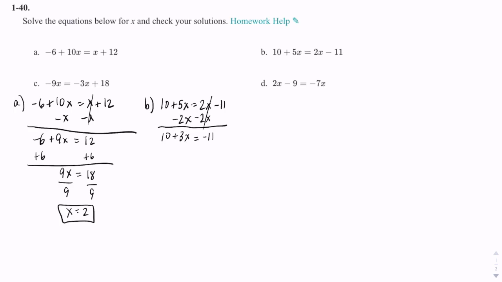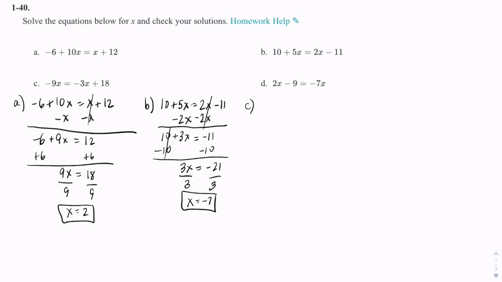Equals -11. I'll subtract 10 from both sides. And I have 3x equals -11 minus 10, which is -21. And then we divide both sides by 3, and I get x equals -7.